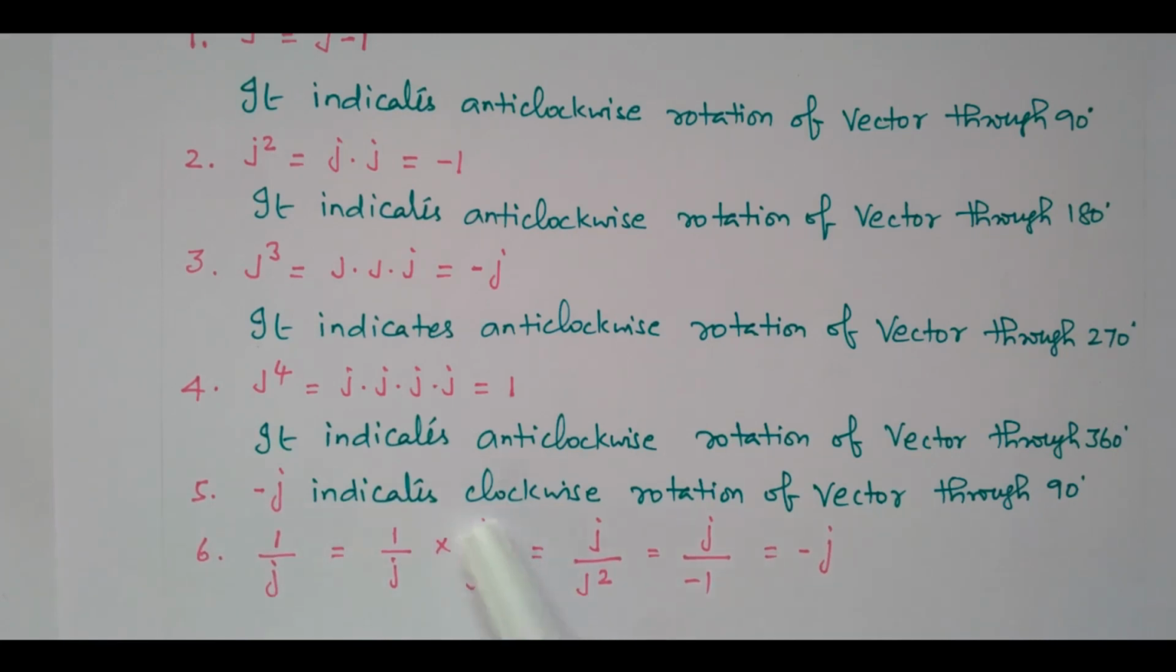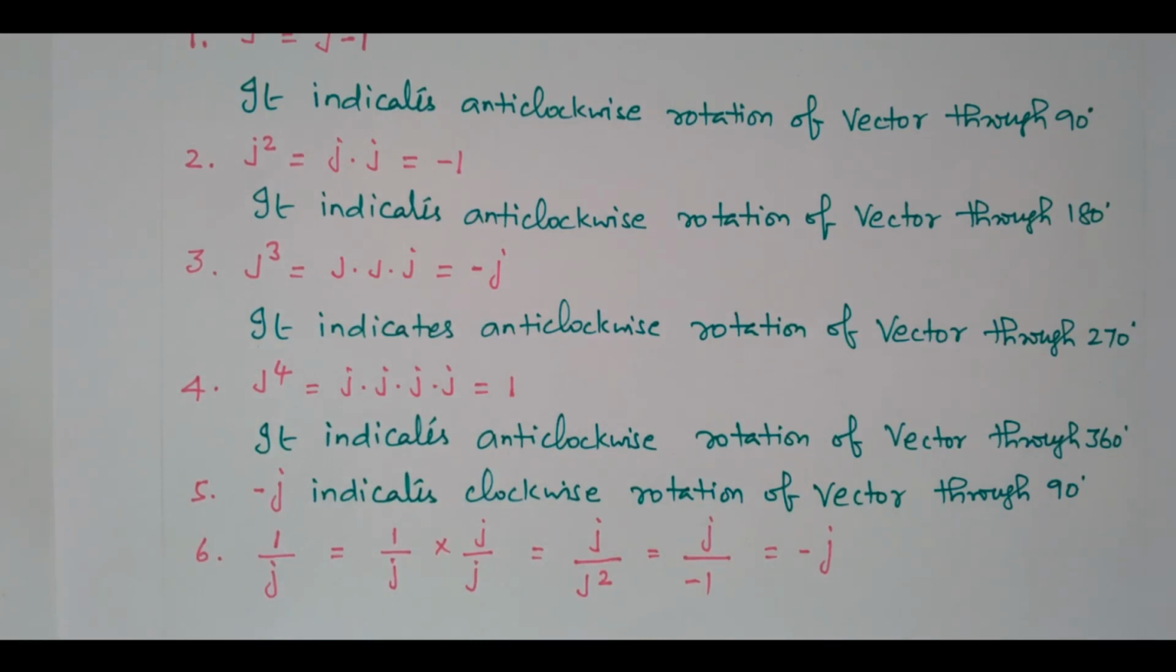So that is nothing but j in the numerator, and the denominator is j square. What is j square? j square is minus 1. So j divided by minus 1 is nothing but minus j. So we can simply remember 1 divided by j is nothing but minus j. So this is the detail about the j operator.